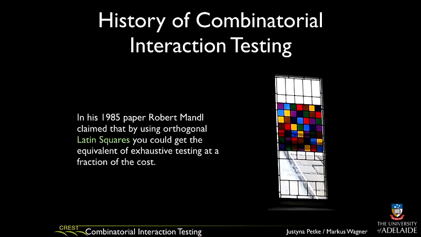Now, interestingly, in 1985, Robert Mundell thought that once you have these Latin squares, it is actually equivalent to exhaustive testing. And that was just wrong. He thought about this for a while. Maybe there are some hidden assumptions that I'm not aware of right now, but it doesn't make sense. You cannot compress everything into something of quadratic complexity, when normally the complexity is exponential.